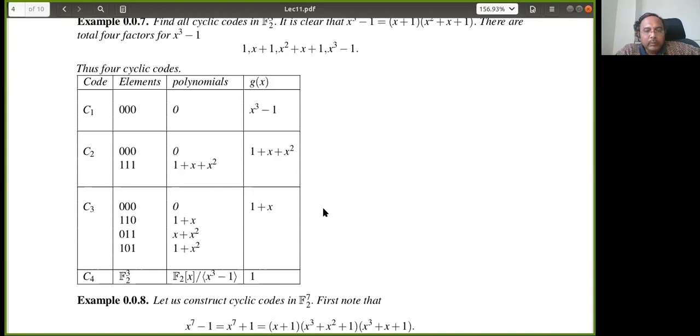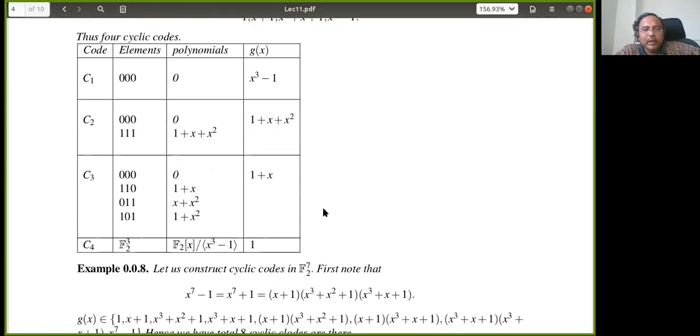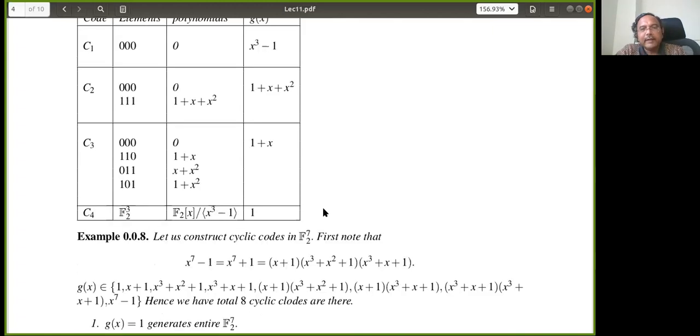Thanks. One more thing: another polynomial is 1. When it is 1, then the entire F2 power 3 will come. You may not be clear on what is happening here, but at least now I have told you what cyclic codes we'll get from these. Still, if you are having any problem, then I'll take another example.